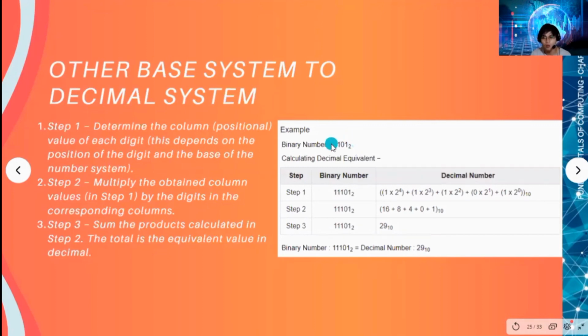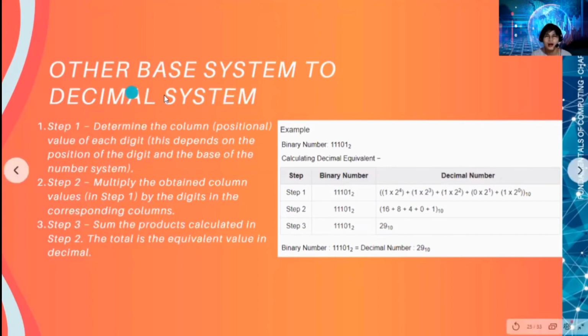And then, 1, you multiply it by, again, base 2, because it is binary. 2 to the 4, 2 to the 3, 2 to the 2, so on and so forth. Step 2, you multiply the obtained column values. Okay, you multiply, multiply, multiply, multiply, and then add them all. That's base 10. So step 3 is, add them all. So that is the answer, 29 to the base 10. So the binary 11101 base 2 is equal to the decimal number 29 to the base 10. Okay?